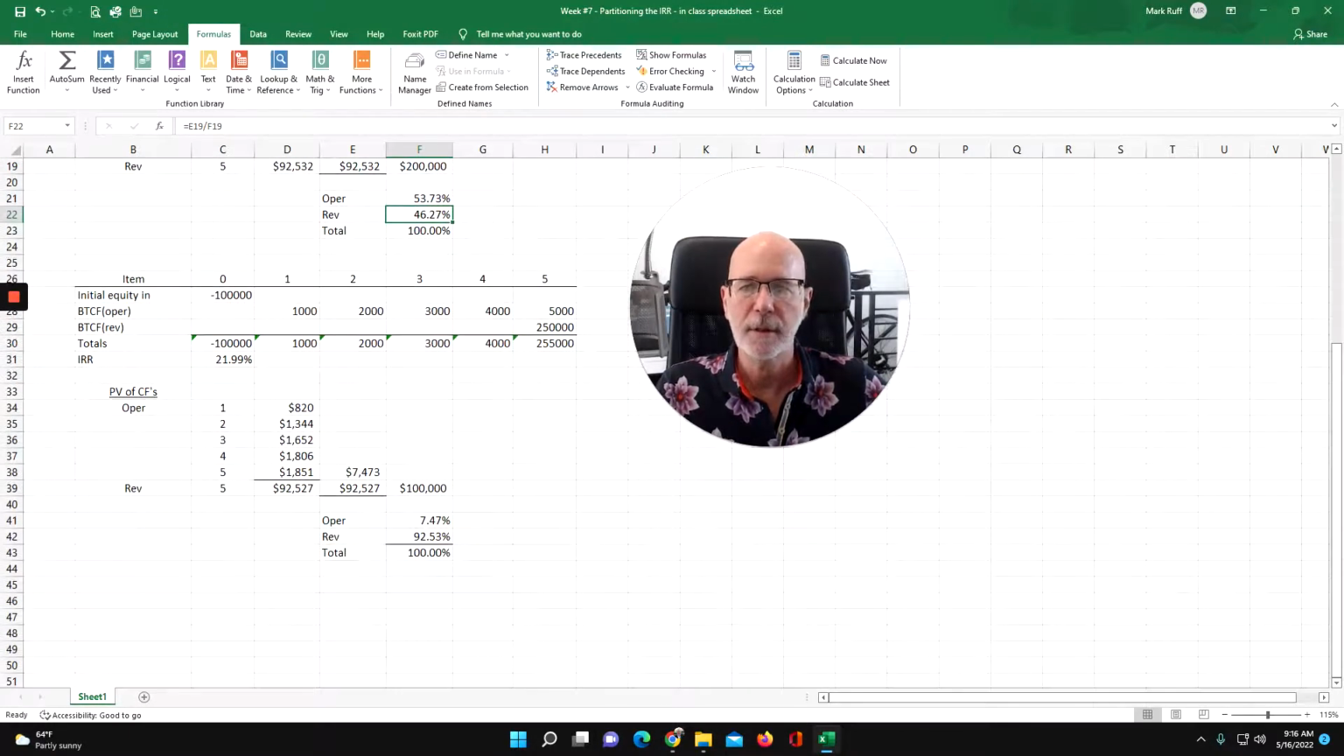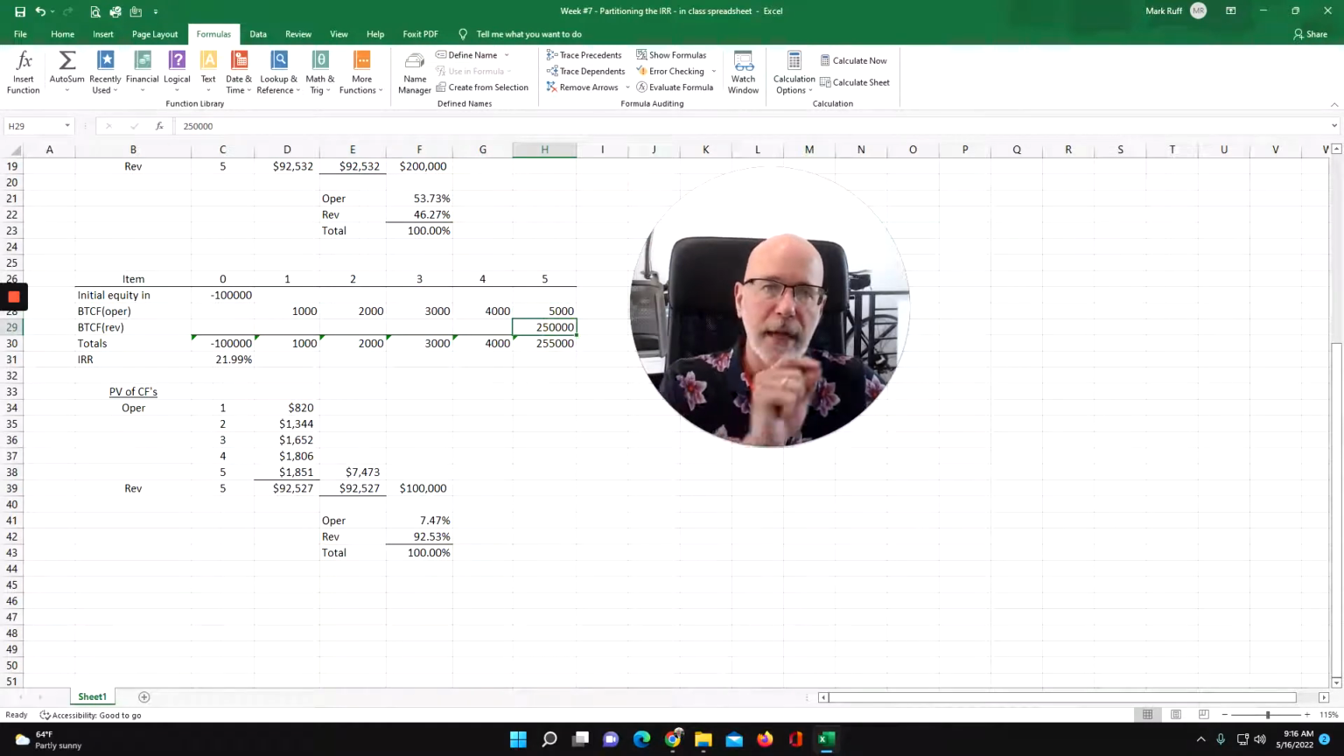This particular deal, though, this particular series of cash flows, is way, way more risky because only about 7.5% of our internal rate of return here is coming from the operating cash flows. This is 5 years out into the future, and who knows what's going to happen.